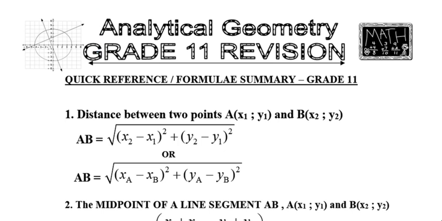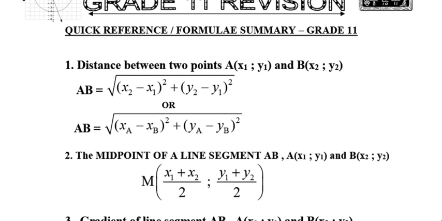Let us go over last year's work. A quick reference in terms of all our analytic geometry formulas. Let's start with the distance formula. In terms of the distance formula, this formula will appear in the data sheet, but they'll have a d here. Just note it's a square root.